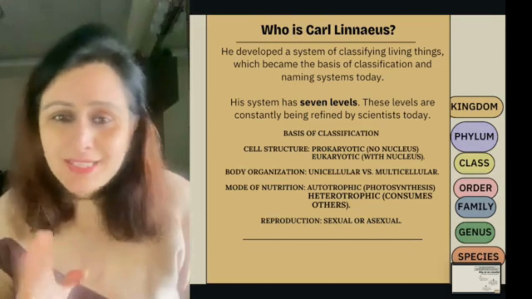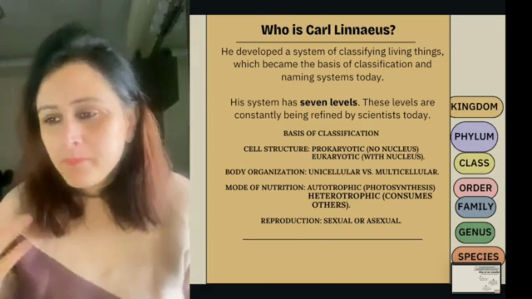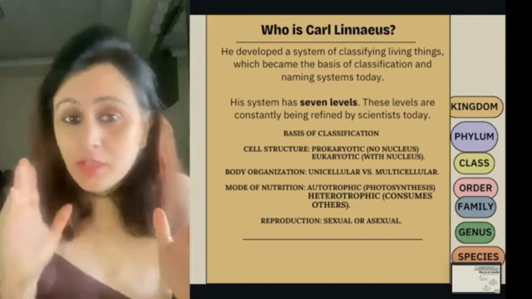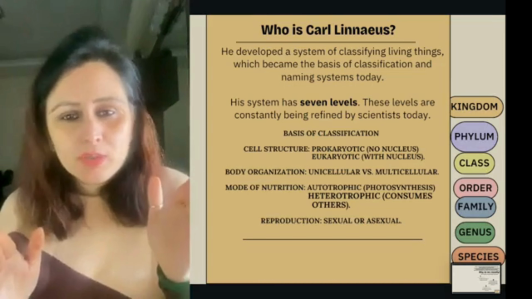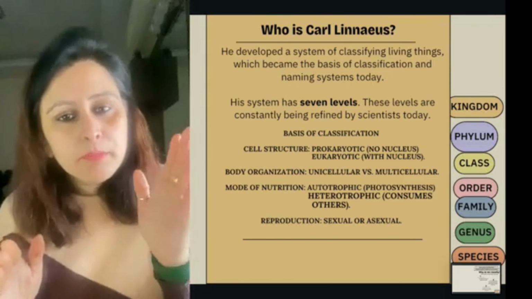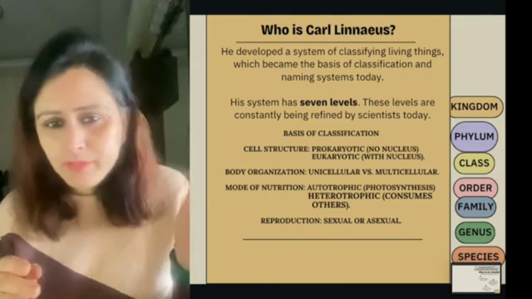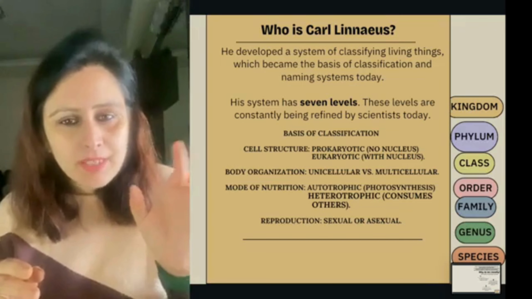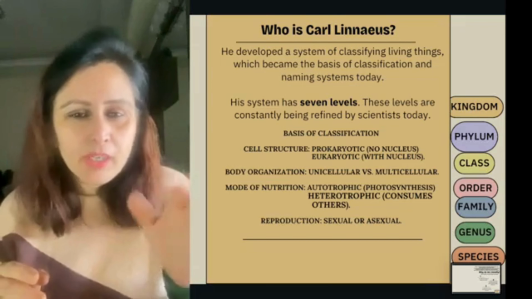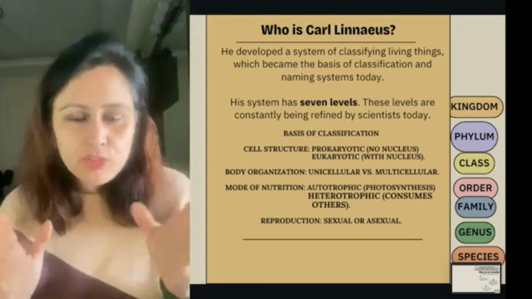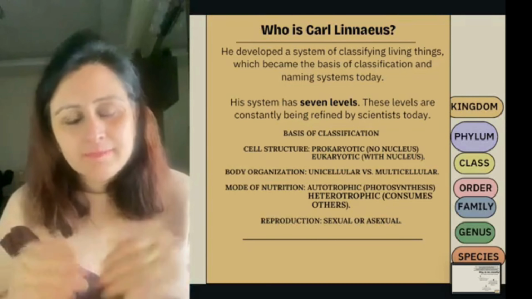Now what were the basis of that classification? So first of all is the cell structure. प्रोकैरियोट्स हैं या यूकैरियोट्स हैं? प्रोकैरियोट्स क्या होते हैं? The cell with the primitive nucleus. प्रिमिटिव टाइप का न्यूक्लियस है, cell organelles are not very well defined. Nucleus is also primitive. No proper demarcation of the organelles is there.